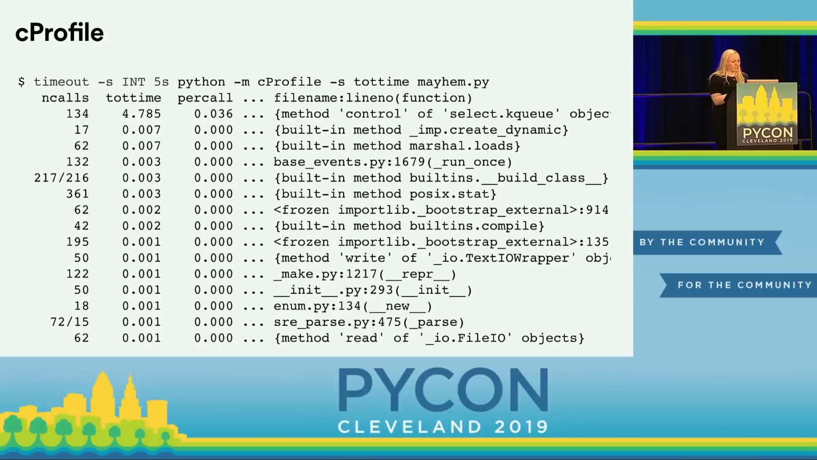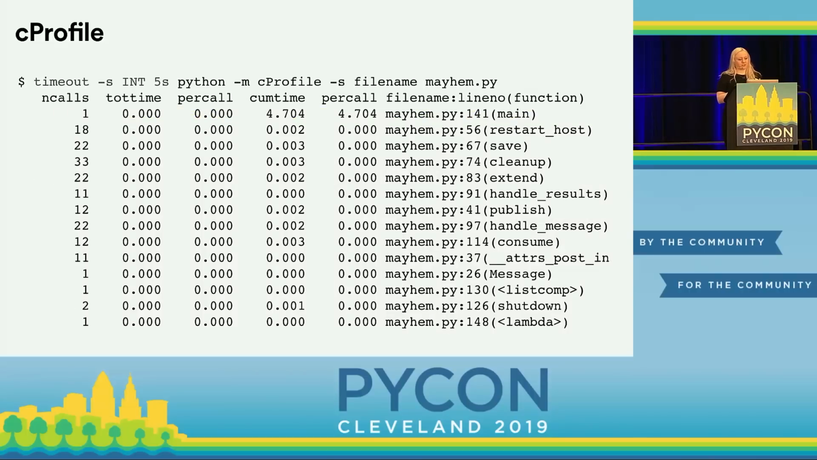But there's not much to actually glean from it. I snipped it a little bit for the slide, but the top item here is essentially the event loop itself. If we limit to only looking at our code, we get a bit of a picture of what's going on. We can see that our main function takes up the most time, but that's where the event loop is run. But nothing else is immediately obvious.